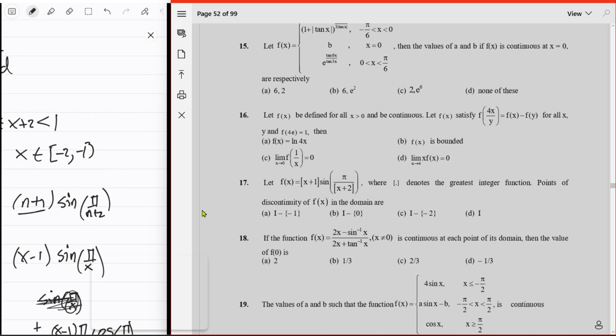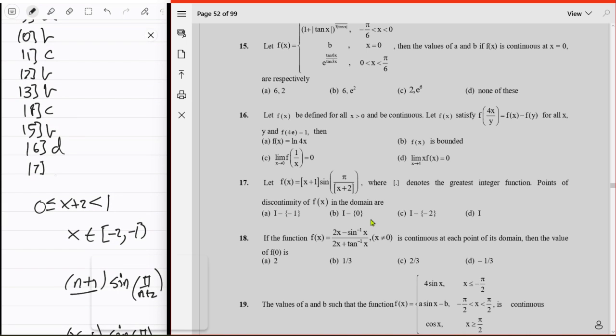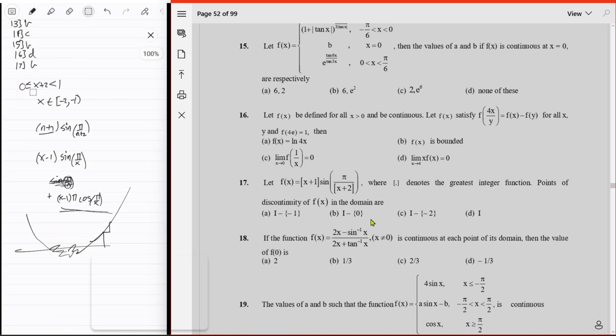Yeah. And of course, at -1, it is in fact discontinuous because it's not defined on the left side, and similarly for -2, it's not defined on the right side. So how do you even make sense of that? Which means I think B is the answer. Next question, 18th.